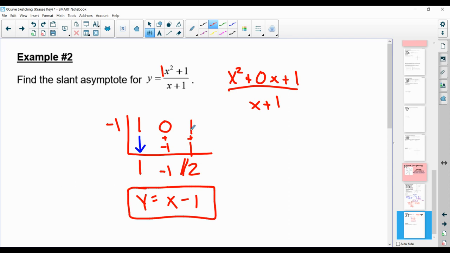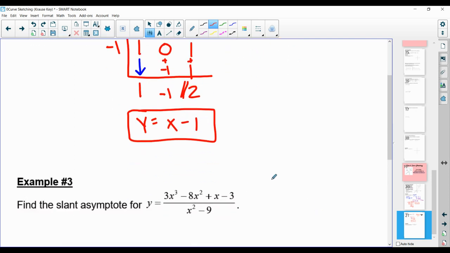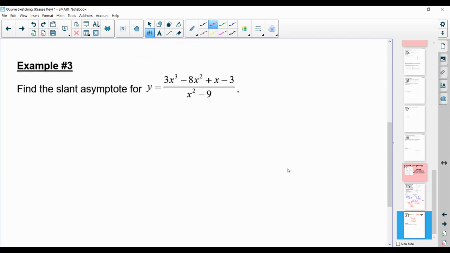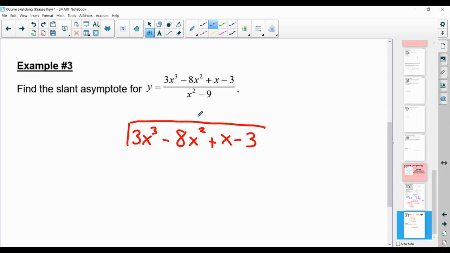And so if I were to graph this, if I wanted to determine where the oblique asymptote was, I would have an asymptote there at y equals x minus 1. Now the last question here, example number 3, we've got 3x cubed minus 8x squared plus x minus 3 all over x squared minus 9. I'm going to do this one using long division. So again, just so that you can see some other examples, we've got 3x cubed minus 8x squared plus x minus 3. And that's all divided by x squared minus 9.